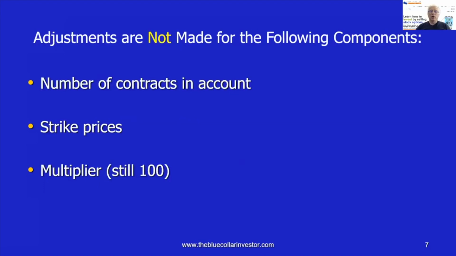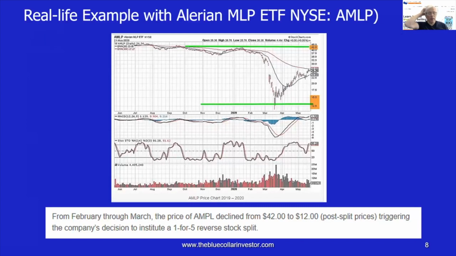Now, adjustments are not made for the following components. The number of contracts in the account stays the same. It's just the deliverables that are decreased. The strike prices, again, stay the same until after the split occurs. And the multiplier still remains 100. So if it's listed at $2, it'll still be $200 to buy one contract, but the number of deliverables and the price will change according to the reverse stock split.